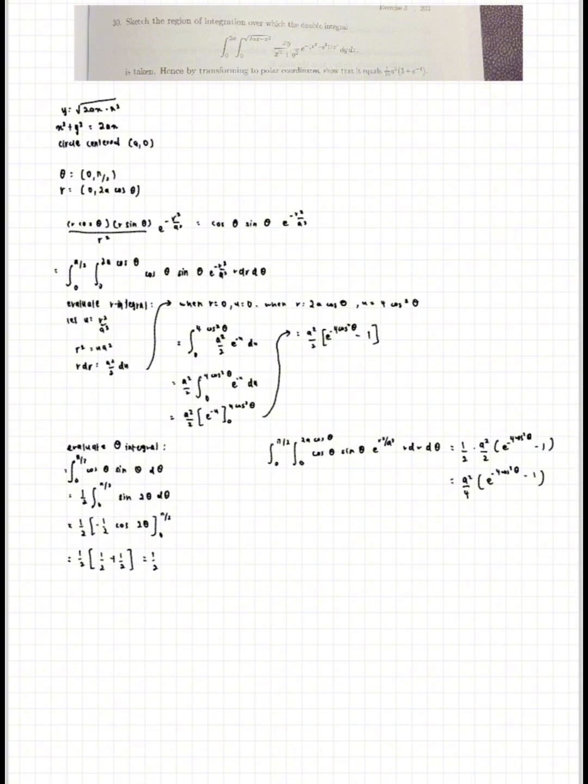Then we take it from the trigonometry identity, we get 1 over 2 sin 2 theta. Then we integrate it, we get 1 over 2 in bracket negative 1 over 2 cos 2 theta. Then we plug in the limit, so we get 1 over 2 in bracket 1 over 2 plus 1 over 2. So it is equal to 1 over 2. Then we multiply it with the r integral. So the final answer is a squared over 4 in bracket exponential negative 4 cos squared theta minus 1.